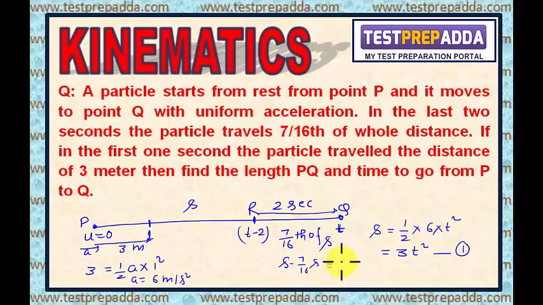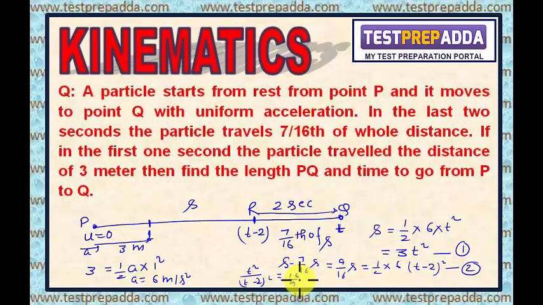7/16 S, and that comes as 9/16 S is equal to half a (t minus 2) square. Consider this as equation 2. Now divide equation 2 by equation 1. This way I'll get t square upon (t minus 2) square is equal to 16/9.